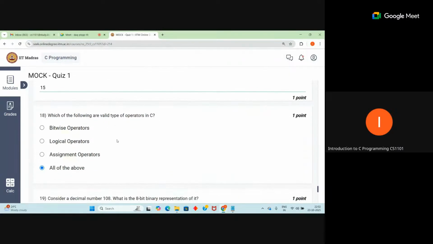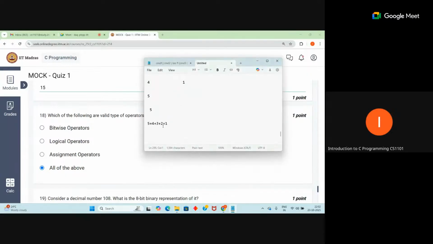So which of the following are valid types of operators in C? Bitwise operators. What are the bitwise operators we have? Bitwise AND, bitwise OR, bitwise XOR, left shift, right shift, all these are bitwise operators. Then logical operators: and, or, not. These are the logical operators.